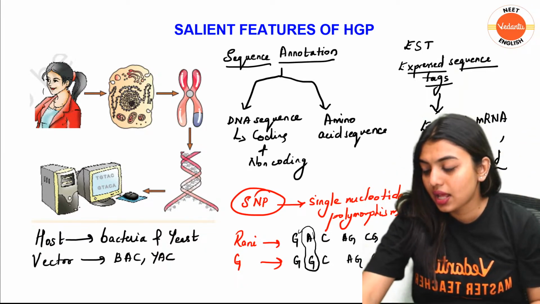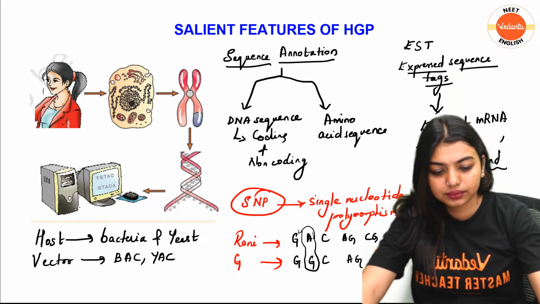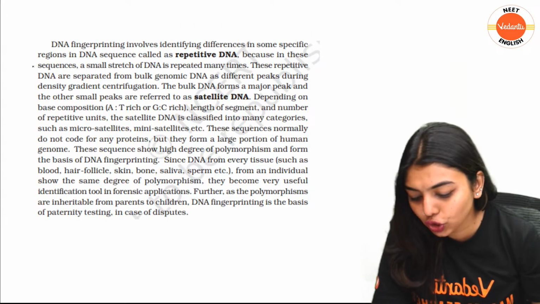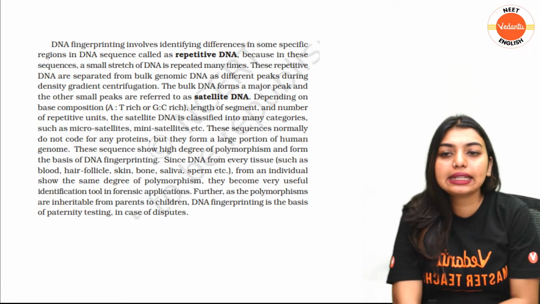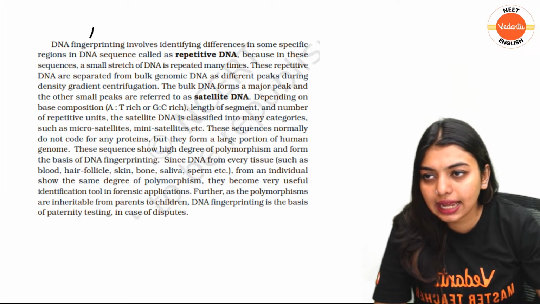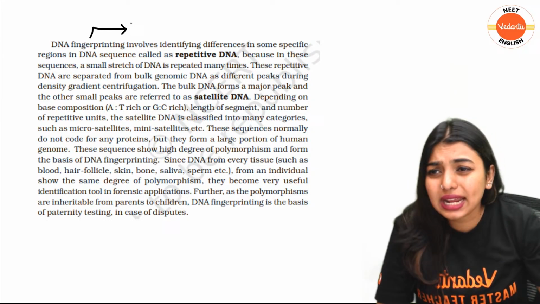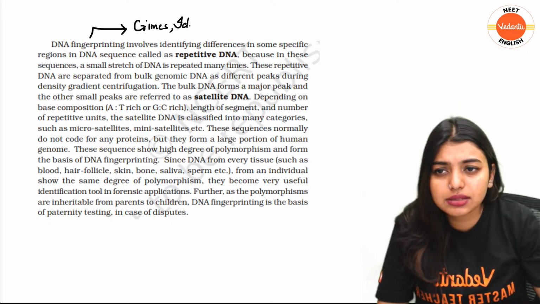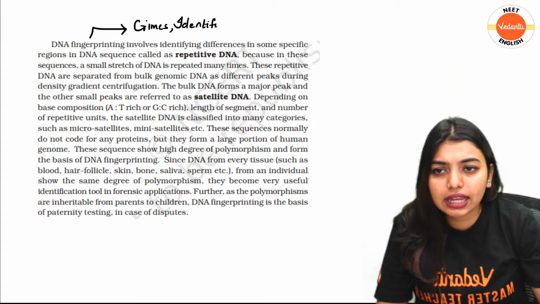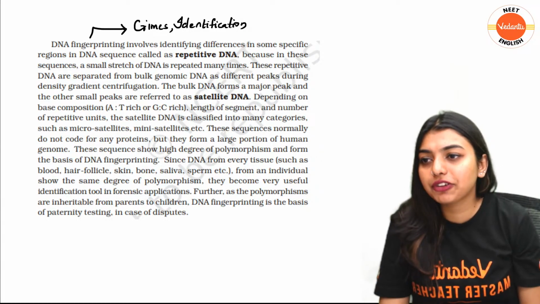Fine. Now, DNA fingerprinting, the last topic of this chapter. It is basically helping us with a lot of crimes, and also with a lot of identification. If a child is missing, with the help of DNA we do identification. Now, how is DNA fingerprinting helping?